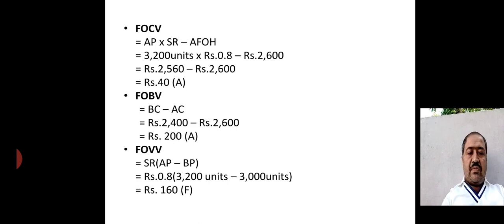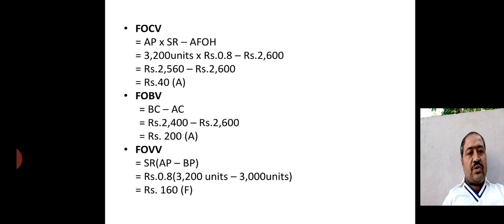So first variance is fixed overhead cost variance. Formula, you know that actual production into standard rate minus actual fixed overhead. So 3200 actual production into 0.8 is the rate, and 2600 is actual fixed overhead. So answer is 40 adverse. Now fixed overhead budgeted variance, as I told you, the simplest formula of this chapter, that is BC minus AC. So budgeted fixed overhead minus actual fixed overhead, that is 200 adverse.